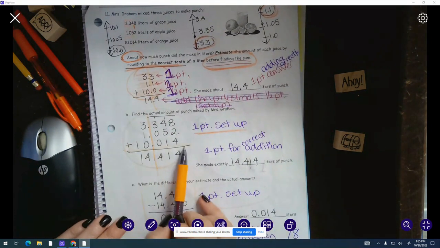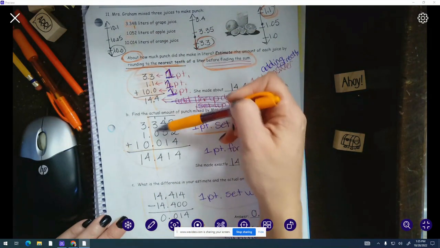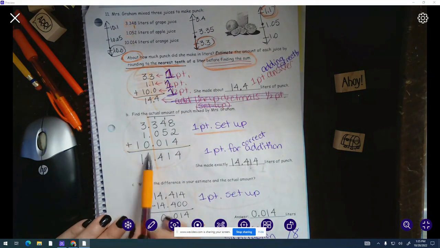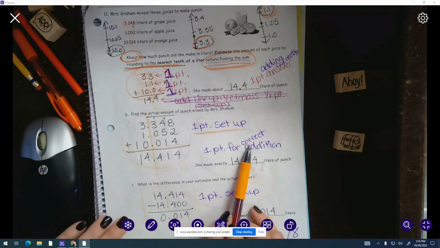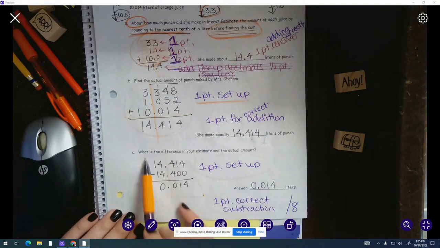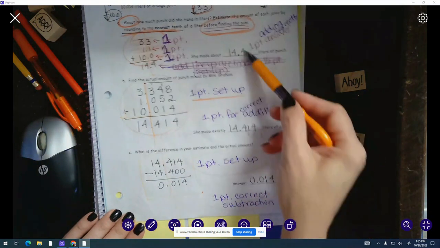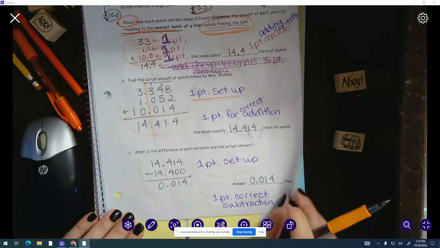For B, you get 1 point for properly setting up the addition problem, which means you're able to copy the numbers correctly. You line up the place values. You line up the decimals. That's worth 1 point. If you actually add it correctly, that's 1 point. C, it is 1 point for setting up the subtraction problem, finding the difference between these two numbers properly, writing the numbers properly, lining up the place value, lining up the decimals. That's 1 point. And 1 point if your subtraction is correct.